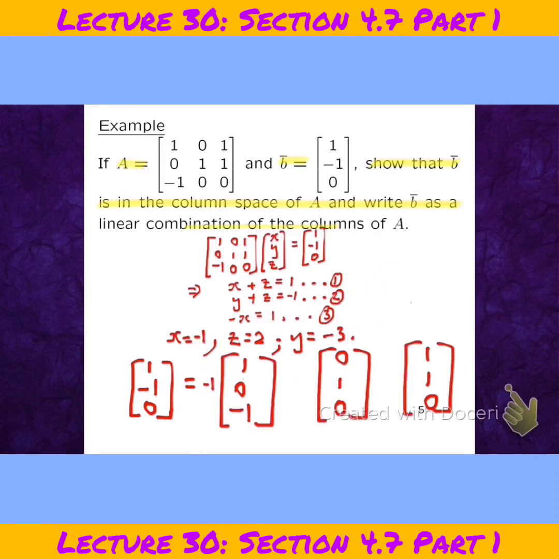And there we've got our values, minus 1. So there we've got our second value, minus 3, and our third value, 2. And we get our linear combination. So we've just shown that the vector 1, minus 1, 0 is a linear combination of the column vectors of my matrix A, and we've expressed it as a linear combination.